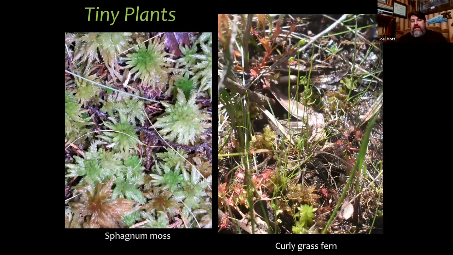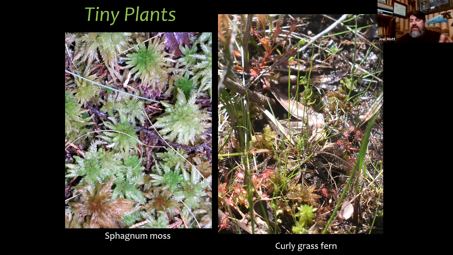Small plants, tiny plants. Two of my favorite and very important are the sphagnum moss. There's a whole bunch of different varieties of sphagnum moss that occur in the Pinelands. Years ago, it was harvested. It was used by the Native Americans to cure diaper rash. It was used in World War I almost as an antiseptic because of the acidic water, and they actually shipped it to Europe and used it to mend wounds from the soldiers during World War I.